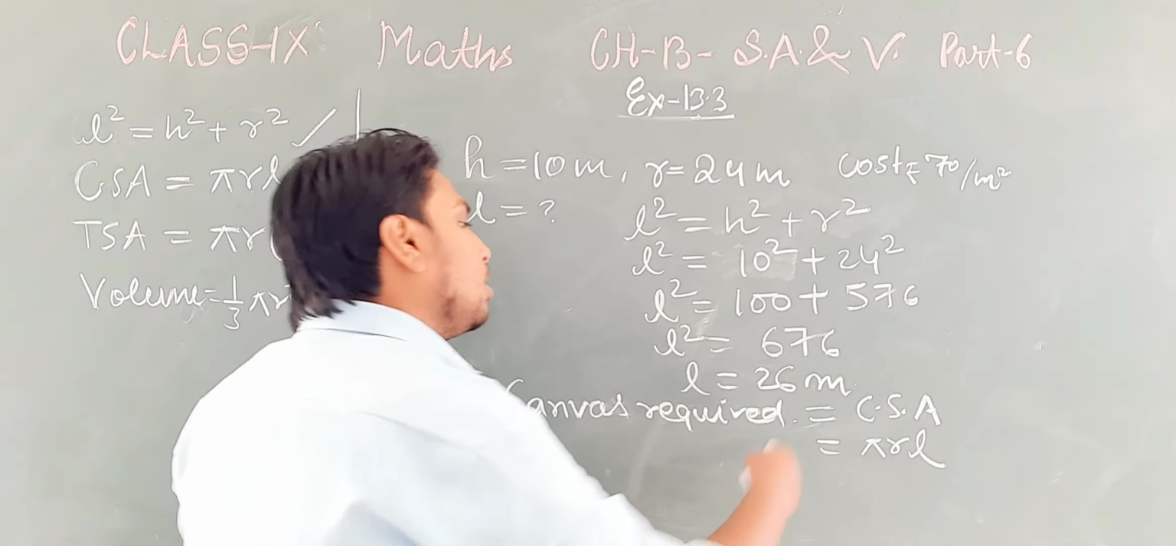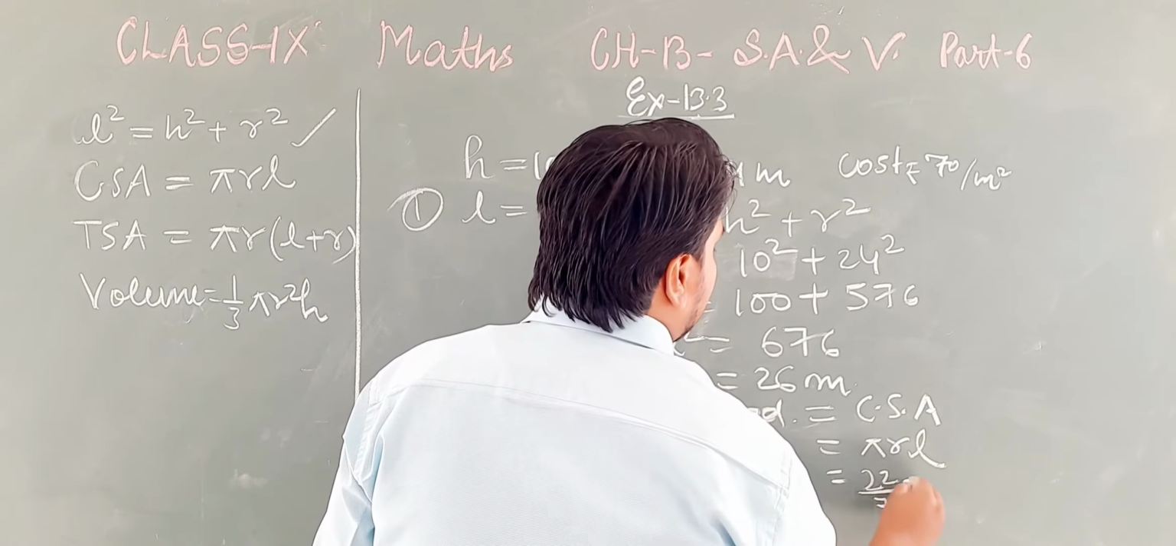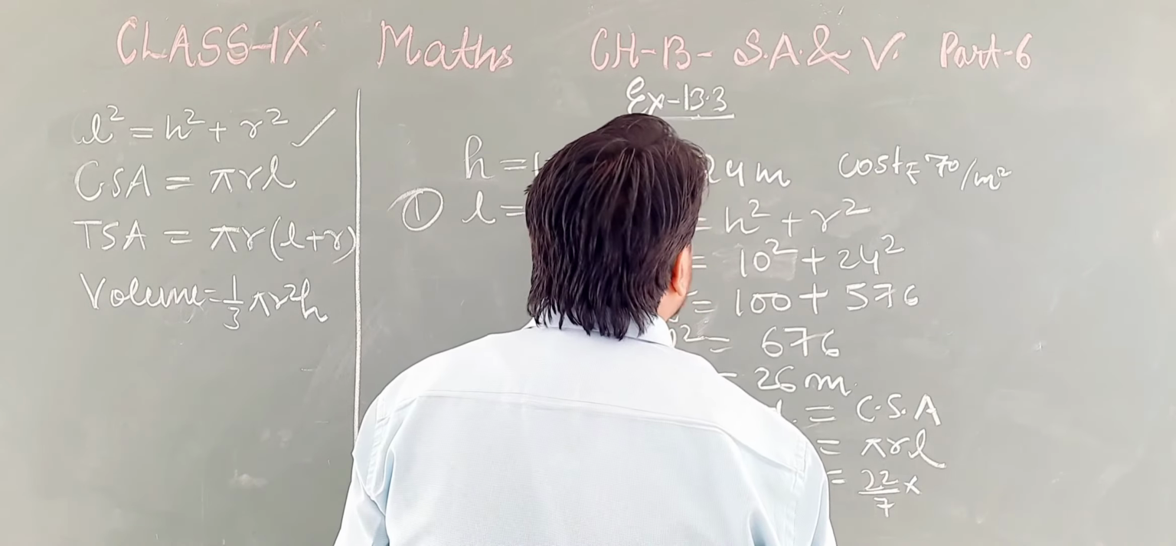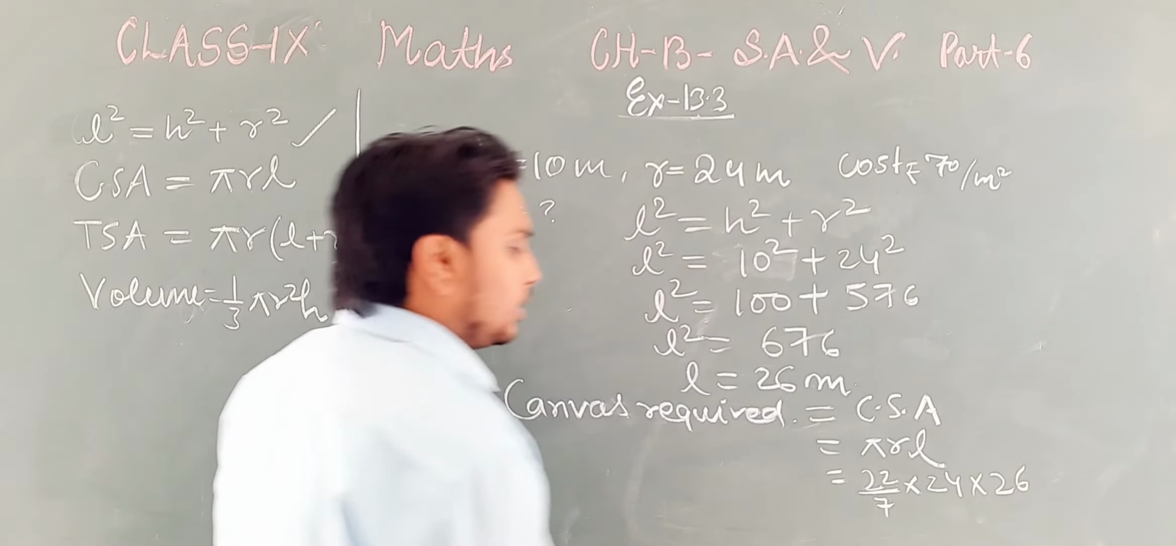So that is the curved surface area. It will be equal to pi RL. Pi is 22 by 7. R is 24. And L is 26.